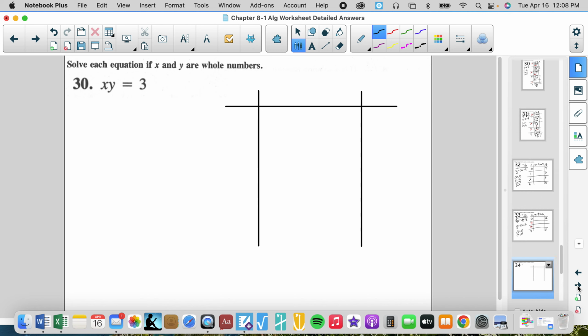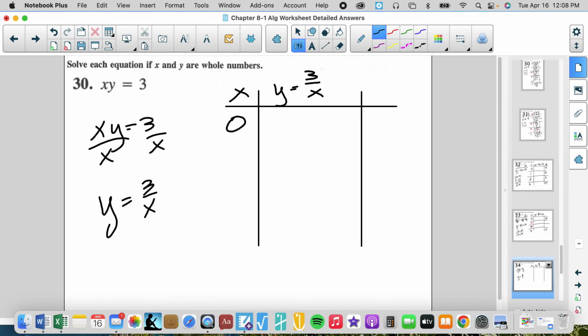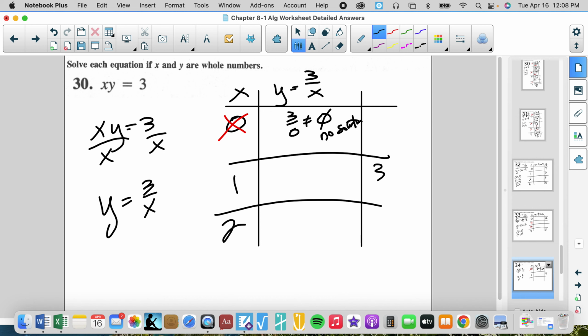Okay, solve for y. So we've got to divide by x. Y equals 3 over x. This is interesting. So if I plug in 0, you get 3 over 0, which is no solution. So that is not acceptable. If we plug in 1, we get 3. You plug in 2, you get 3/2. 2 doesn't work. Plug in 3. Yes, 3 works.